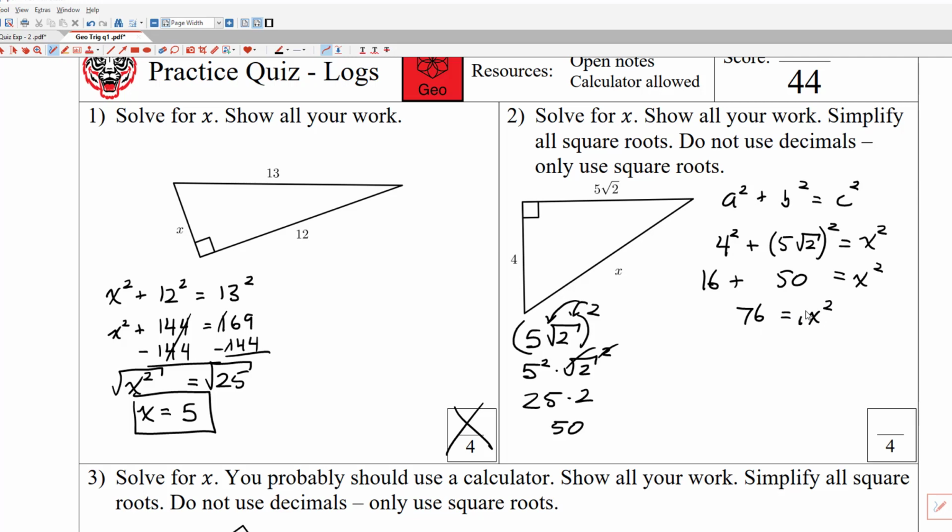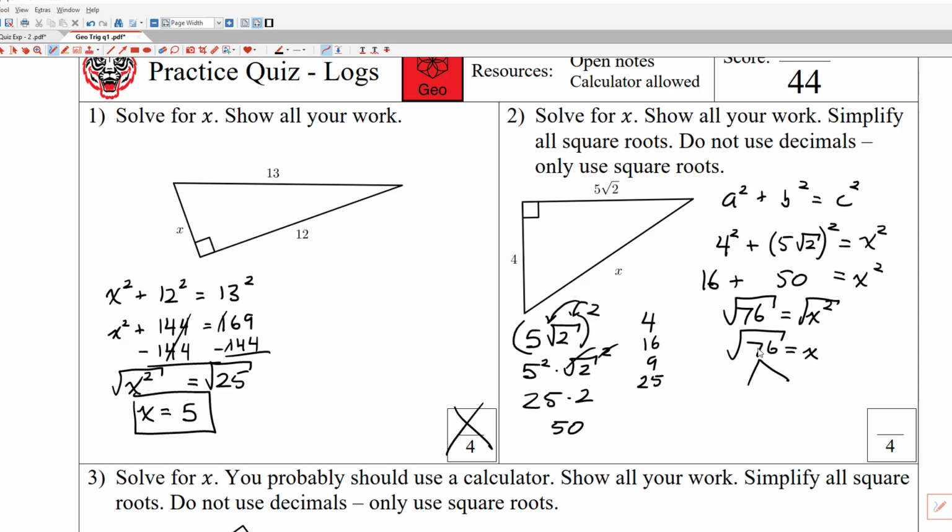And finally, I'm going to square root the right side, square root the left side, and I get x is equal to the square root of 76. And it says simplify all square roots. So I need to see if there are any perfect squares that come out of this. And I see one. So again, I'm looking for numbers like 4, 16, 9, 25, things like that. Those are perfect squares. So look for your factor tree. And one of them I can see is 4.